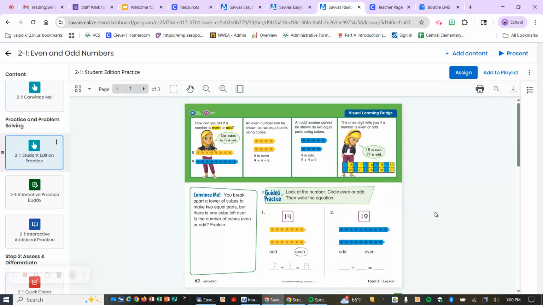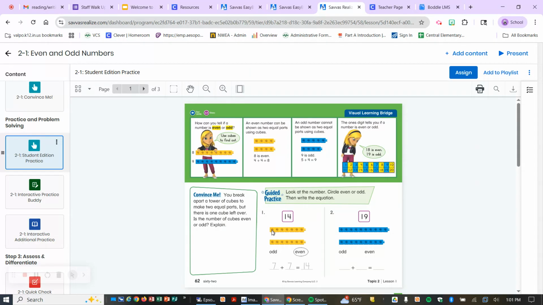Okay, we are in our pink dot math book on page 62. It says look at the number and circle even or odd, then write the equation. Now, what we mean by equation is they are showing us 2 sets of blocks. You need to tell me how many blocks are in the first row, how many blocks are in the second row, and write the number sentence.